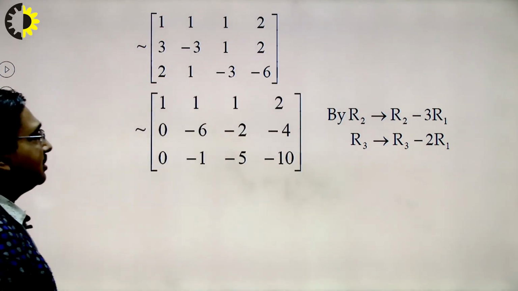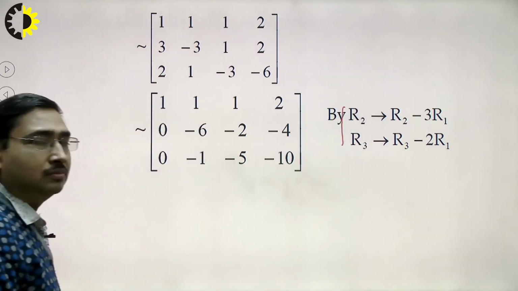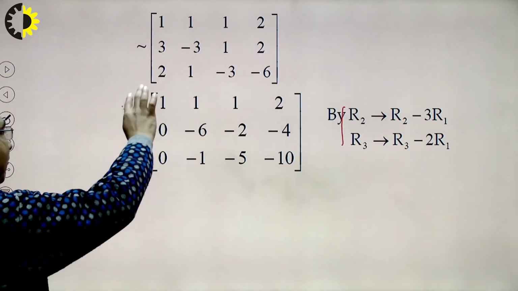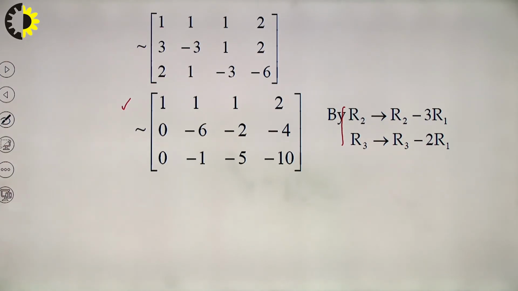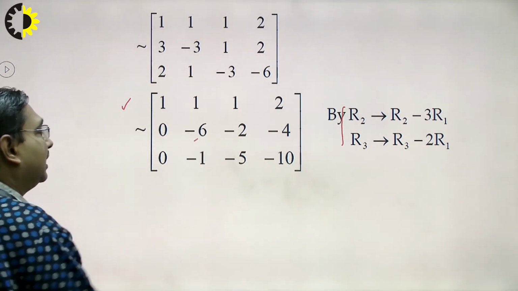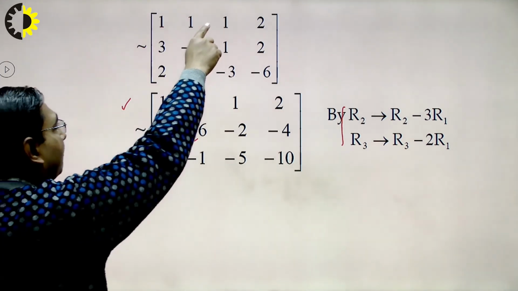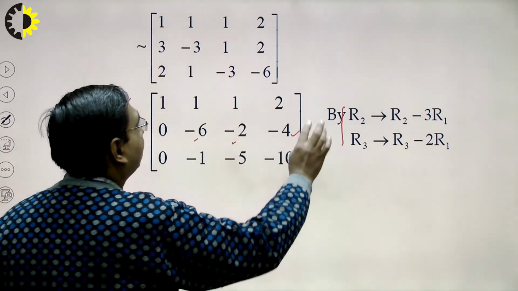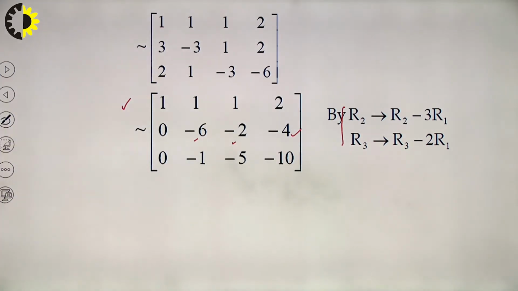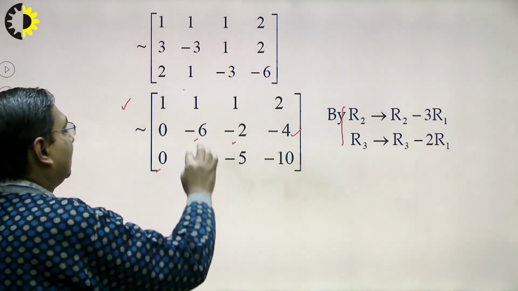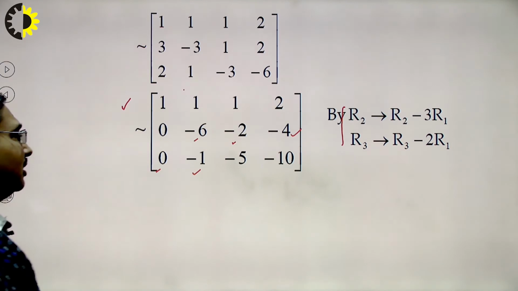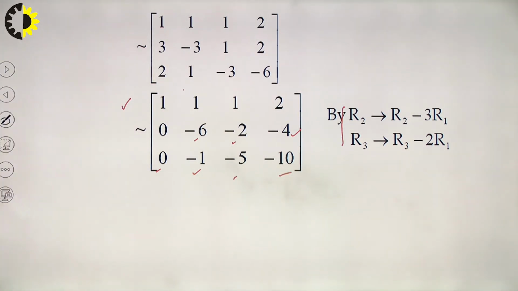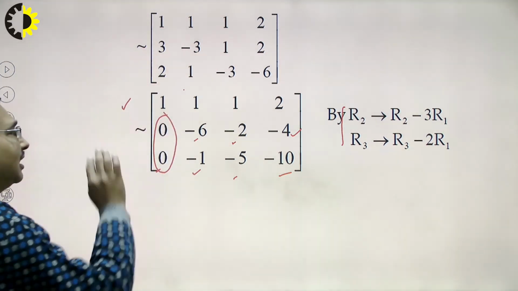Applying these transformations, I have changed R2 and R3. So, R1 will remain unchanged. R2 minus 3 R1 gives minus 6. 1 minus 3 times this gives minus 2. 2 minus 3 times 2 gives minus 4. R3 minus 2 R1 gives 0. 1 minus 2 times 1 gives minus 1, and similarly minus 5 and minus 10 are obtained. Now, these elements are converted to 0.